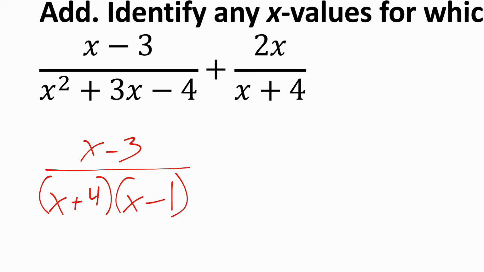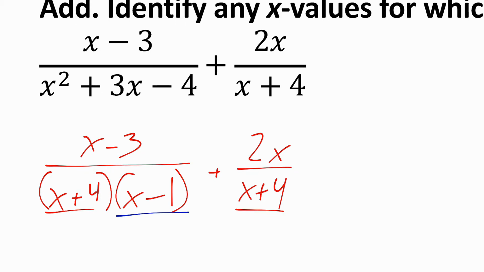And 4 plus negative 1 is going to give us that positive 3. The second fraction is still 2x over x plus 4. Okay, that didn't really get us that much closer to what we need because we still have two unique denominators. Well, to get the second fraction to have the same denominator, you'll notice they both conveniently have an x plus 4 in it. So what we're going to do is multiply the second fraction by x minus 1 on top and on bottom.